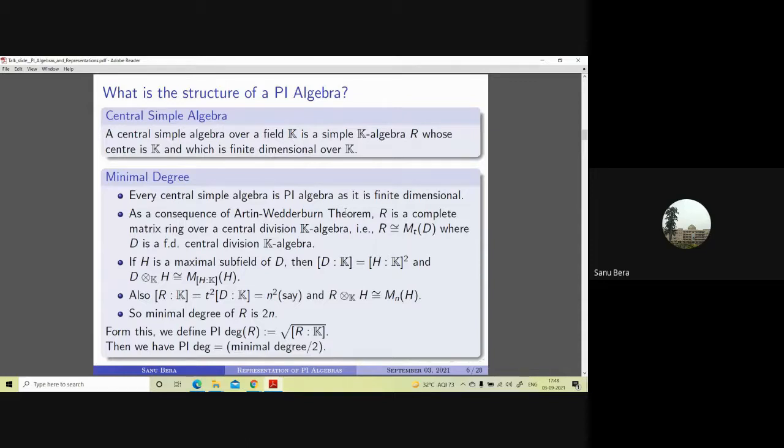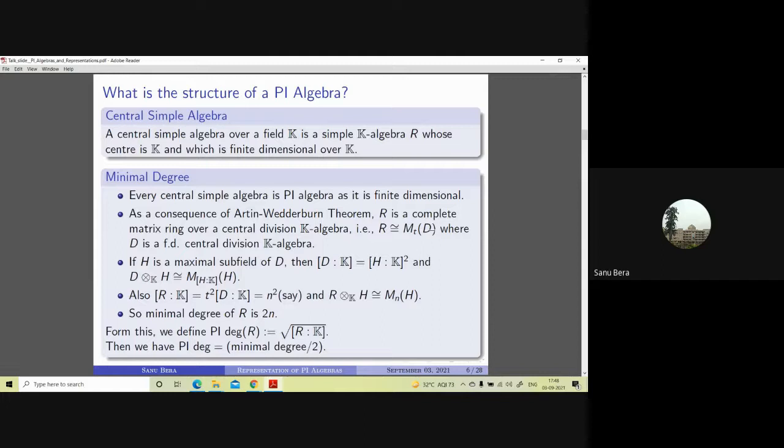Now we will try to compute the minimal degree of this central simple algebra. Here we have assumed the finite dimensional condition, which will help us. A central simple algebra is a polynomial identity algebra, and by the structure theorem of Artin and Wedderburn, we can say that R is a complete matrix ring over a central division algebra. That is, R is isomorphic to M_t(D), where D is a finite dimensional central division algebra.